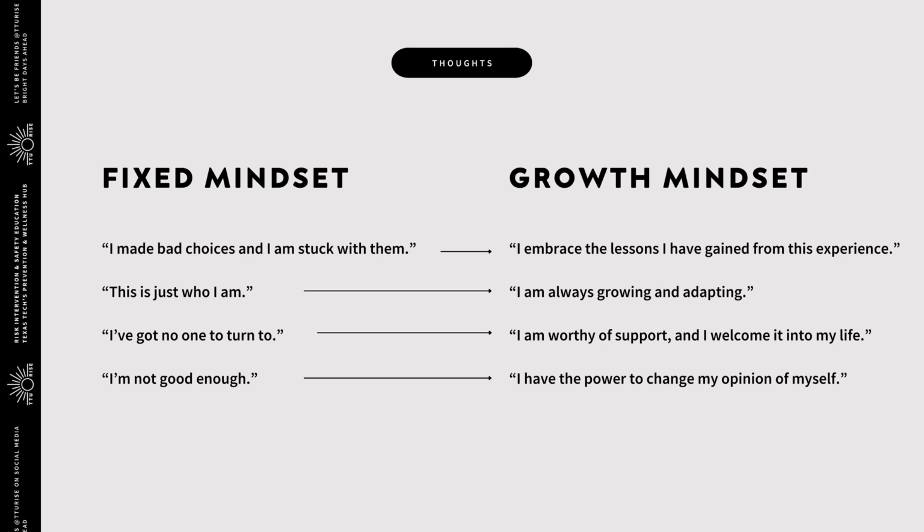Our beliefs about ourselves can go into 2 different categories, whether this is a fixed mindset or a growth mindset. A fixed mindset is going to be some of those limiting beliefs where we're really negative towards ourselves. Whereas a growth mindset is going to be a more positive way that we interact with ourselves and the situations that are presented to us. A fixed mindset is going to be something like, I made a bad choice and I'm stuck with it. On the other hand, this growth mindset is going to be, I embrace the lessons that I've gained from this experience. One of them defines you and the other one sets you free, so to speak.